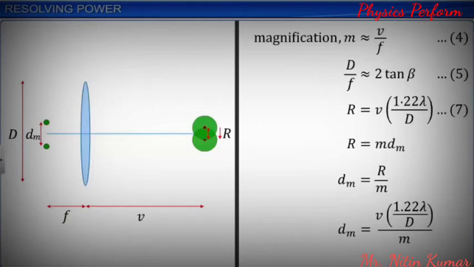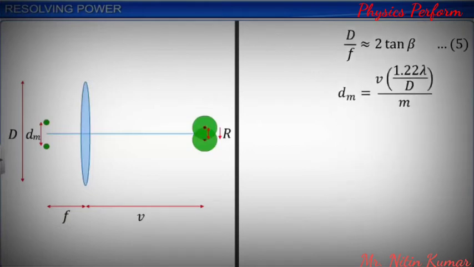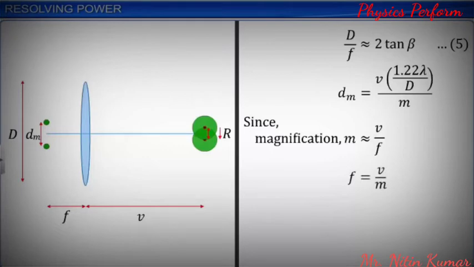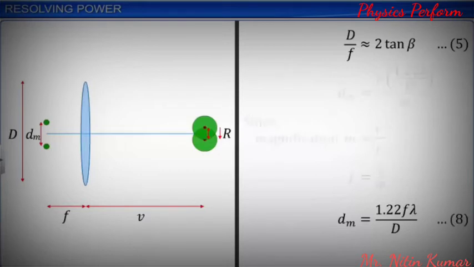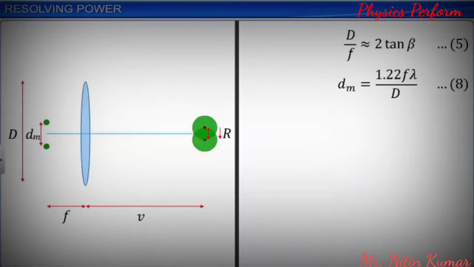Since magnification m is equal to v by f, f is equal to v by m. Therefore, dm is equal to 1.22 into f lambda by d. Let this be equation 8. From equations 5 and 8, we get dm is equal to 1.22 lambda by 2 tan beta. For smaller angles of beta, tan beta is equal to sin beta approximately. Therefore, dm is equal to 1.22 lambda by 2 sin beta.